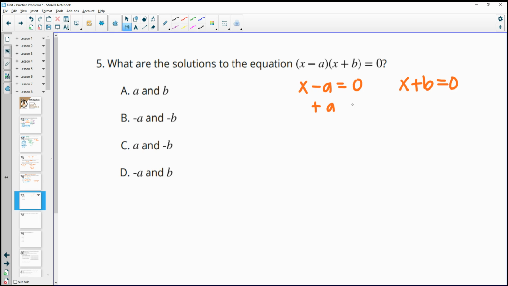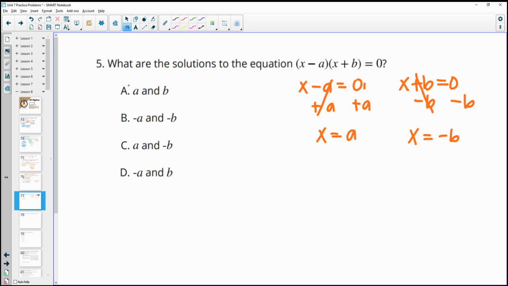So we would just add a to both sides to get x by itself, because negative a plus a is 0. So we're left with x, and then 0 plus a is a. So one solution is a. Here, to get x by itself, we need to subtract b from both sides, because b minus b is 0, which gives us just x on the left-hand side. And then 0 minus b is just negative b.